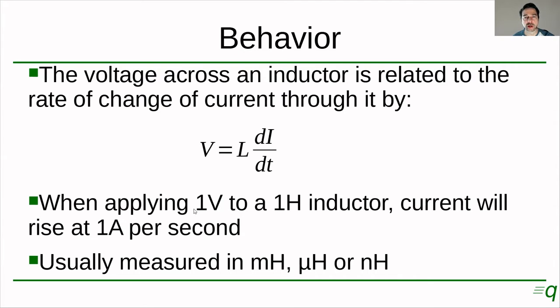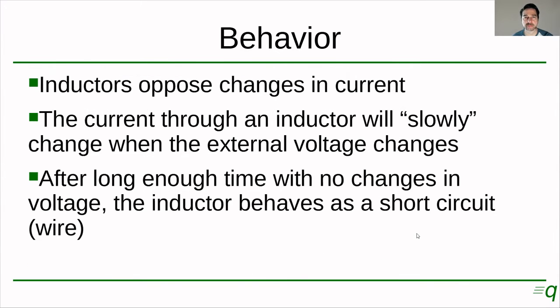So if we apply a 1 volt voltage to an inductor of 1 Henry, the current will rise at 1 ampere per second. The same way when we studied capacitors, 1 farad was a very high value of capacitance. 1 Henry is a very high value of inductance. So it is a lot more common to see the inductance measured in millihenries, microhenries, or nanohenries. Okay.